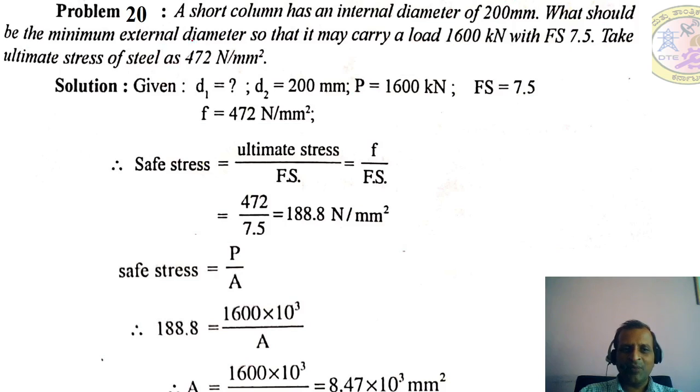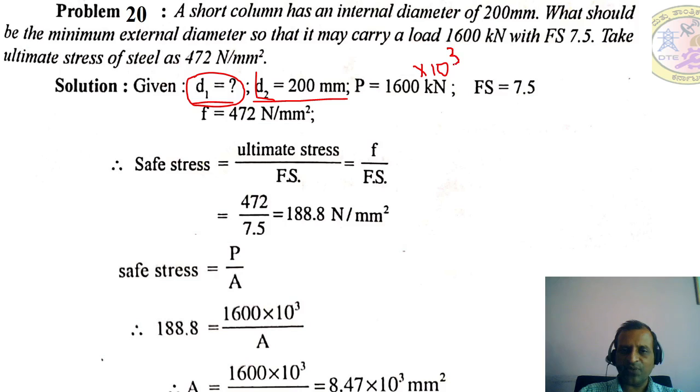What should be the minimum external diameter so that it may carry a load of 1600 kilonewton with factor of safety 7.5? Take the ultimate stress of steel as 472 Newton per mm square. Again it is the same. He is asking for d1, the external diameter, and d2, the internal diameter, is given in the problem as 200 mm. So P is 1600 kilonewton. 1 kilonewton means it is 10 to the power of 3 Newton.